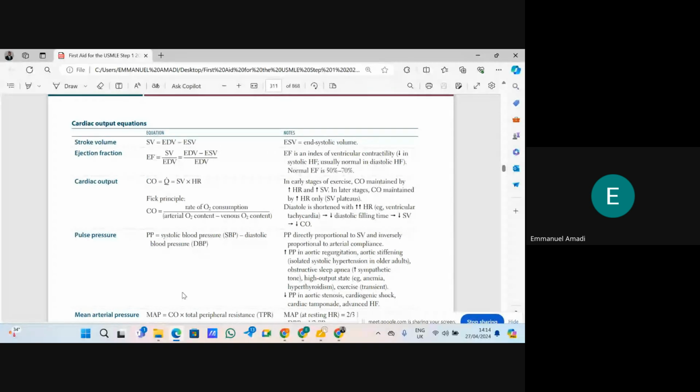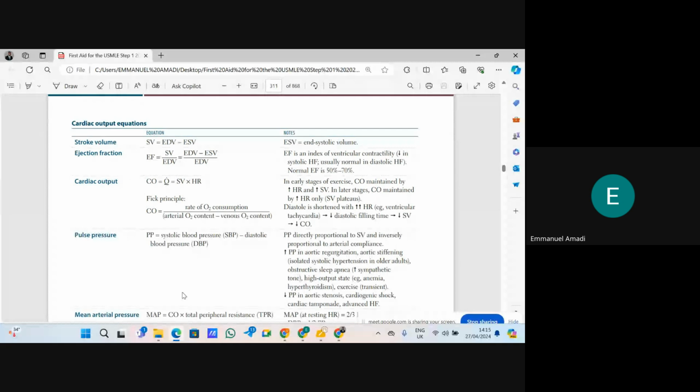Now, you can also look at it using the oxygen consumption. That is the Fick principle, which is the rate of oxygen consumption over arterial oxygen content minus venous oxygen content. Don't focus your energy on that.